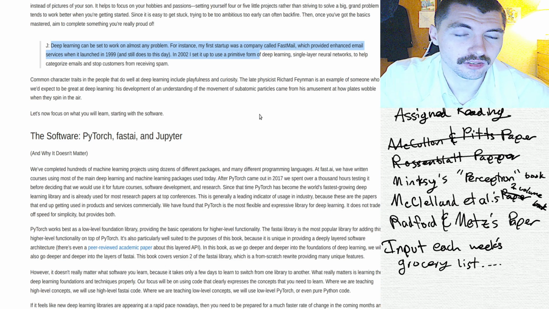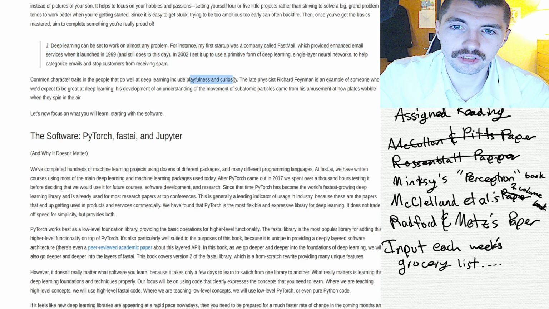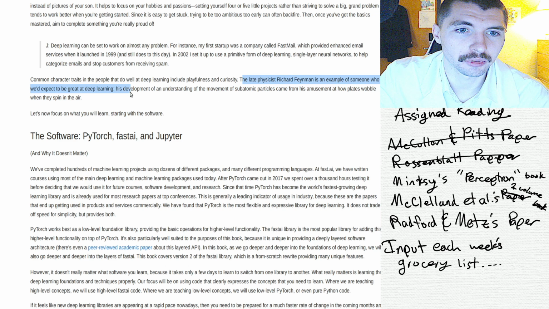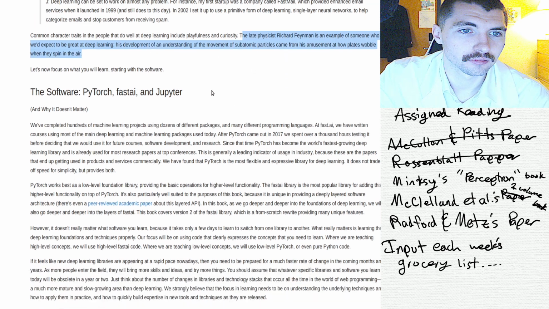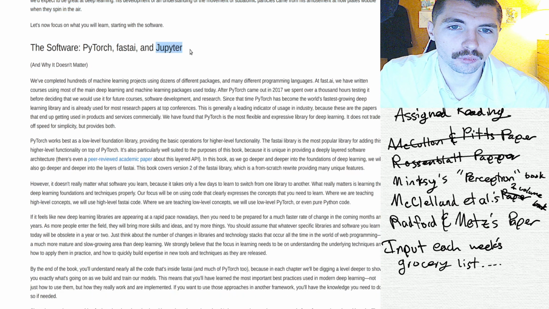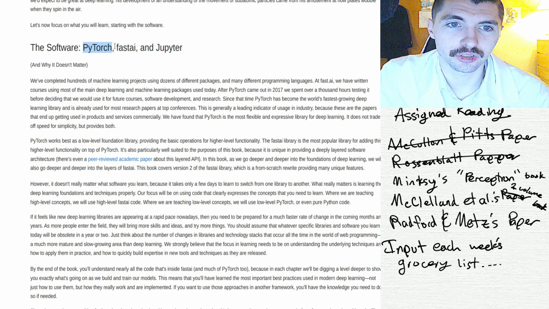Common character traits in the people that do well at deep learning include playfulness and curiosity. The late physicist Feynman is an example, someone who we'd expect to be great at deep learning. Okay, so we know Jupyter. Jupyter's very easy. It's just a web browser based IDE. I love Jupyter. I haven't used PyTorch. I haven't used Fast AI.